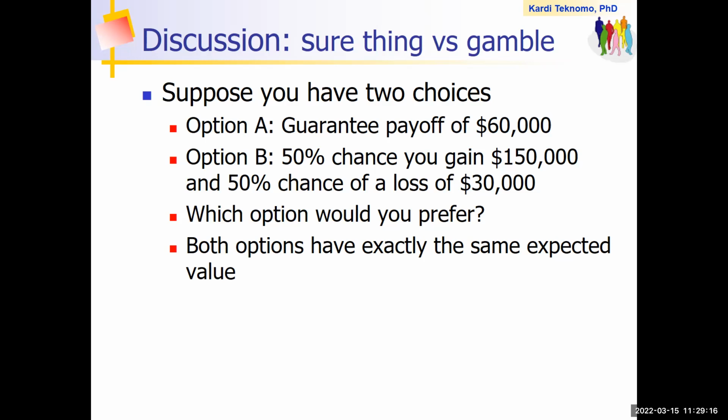And then why? If you calculate, can you calculate the expected value? The expected value of option B is 0.5 multiplied by 150. The 1,000 I will remove.